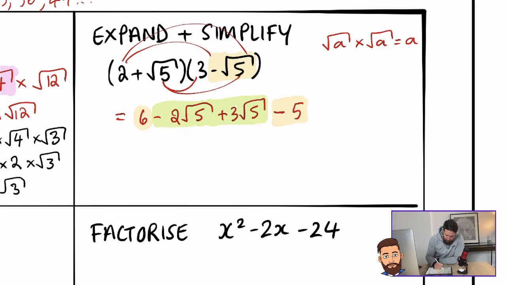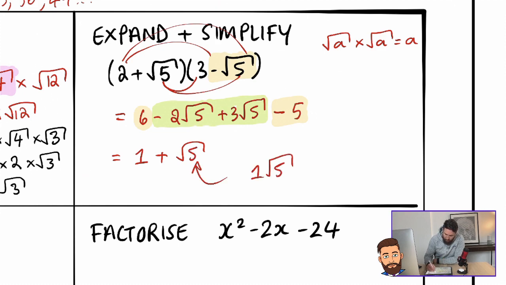You can think of this as minus 2x plus 3x. What would you do there? You just do 3x, take away 2x, or minus 2 plus 3, same thing. You treat the surds exactly the same. So we'd end up here with 6 minus 5 is 1. And then minus 2 root 5 plus 3 root 5 would be plus root 5. Or you could say 1 root 5.